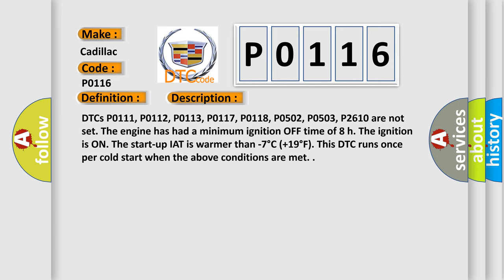DTCs P0111, P0112, P0113, P0117, P0118, P0502, P0503, P2610 are not set. The engine has had a minimum ignition off time of 8 h. The ignition is on. The startup IAT is warmer than -7°C, +19°F. This DTC runs once per cold start when the above conditions are met.